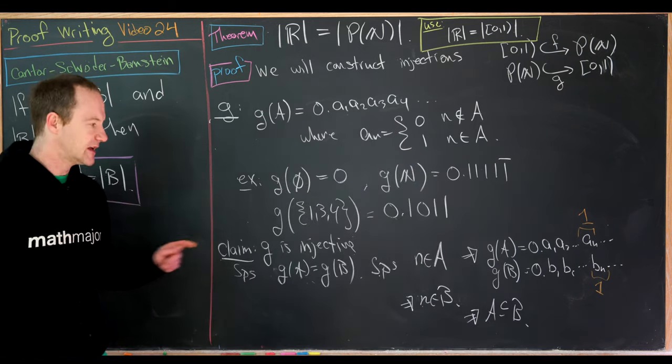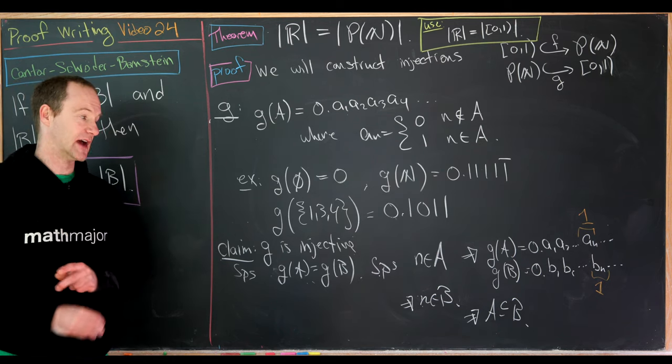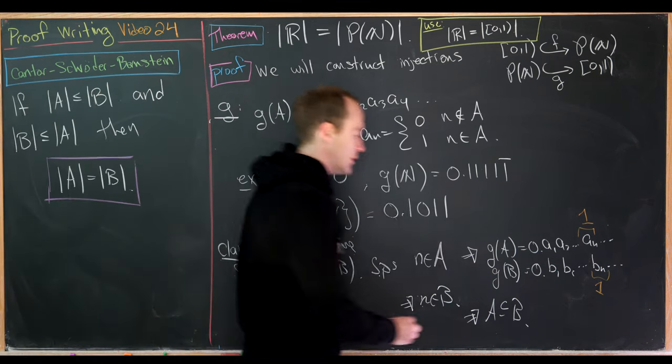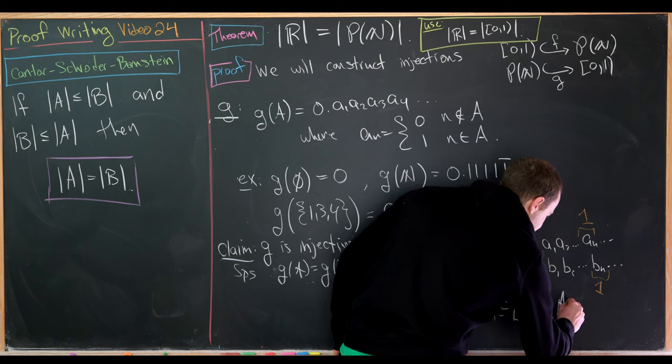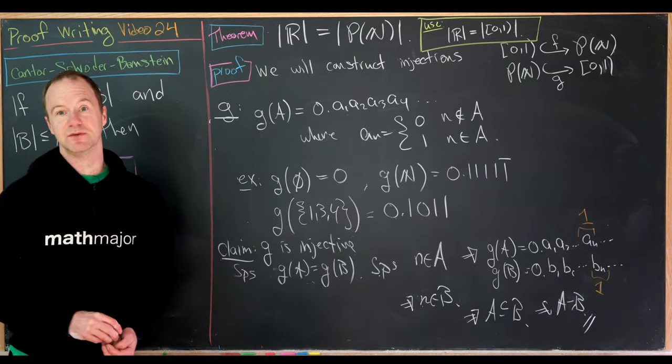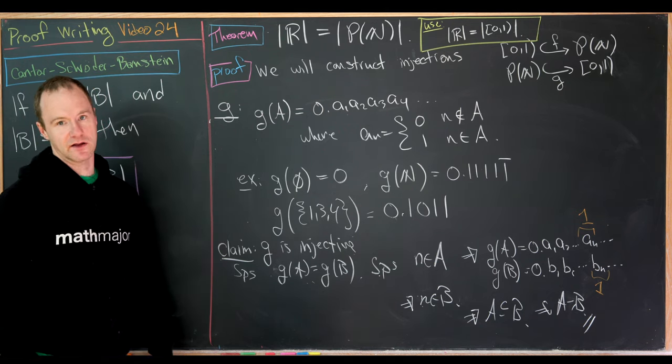But then by a completely symmetric argument, we can show that B is a subset of A, so I won't write that down because it's completely symmetric. So in the end, we will have that A and B are equal as sets, which is what we need for G to be injective. And that finishes the proof of these equal cardinalities.